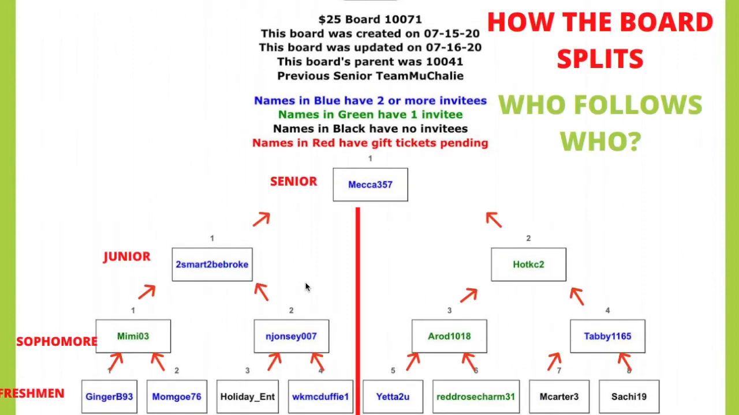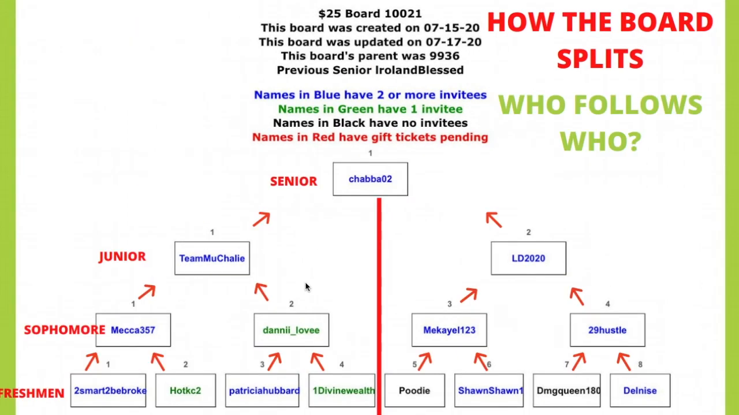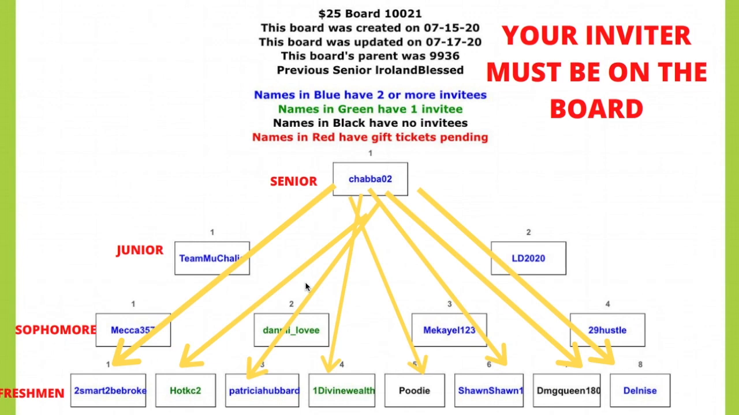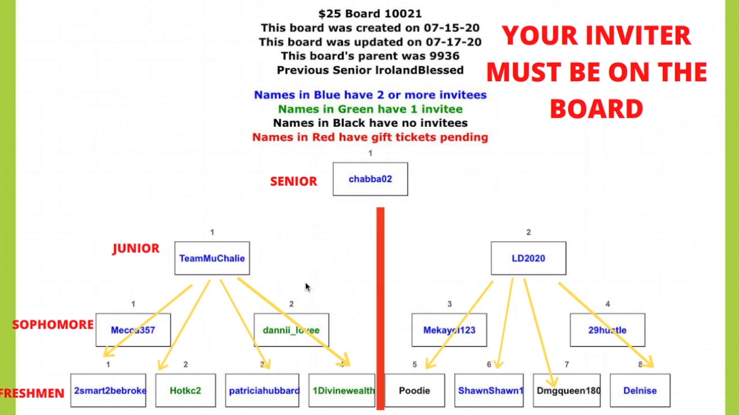I can backtrack and let you get a look at that to see. This is who follows who. What do these arrows correlate? Who follows who. And then as far as getting in, this is who you're able to invite. So the seniors can bring in all 8 freshmen. The juniors, if you're on the left side, you can bring on the left side; right side, you can bring on the right side. That's pretty much the breakdown of it.